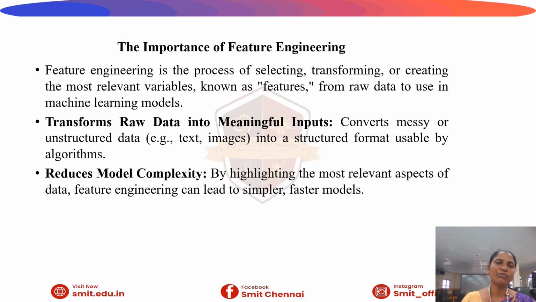First, it transforms raw data into meaningful inputs and reduces the model complexity. If we give the raw data to the model, our computational speed will decrease, and it needs more memory to save the raw data. Instead of giving the raw data, we extract the features alone and give only that feature information to the model, so it automatically reduces the model complexity. These are the advantages of feature engineering.